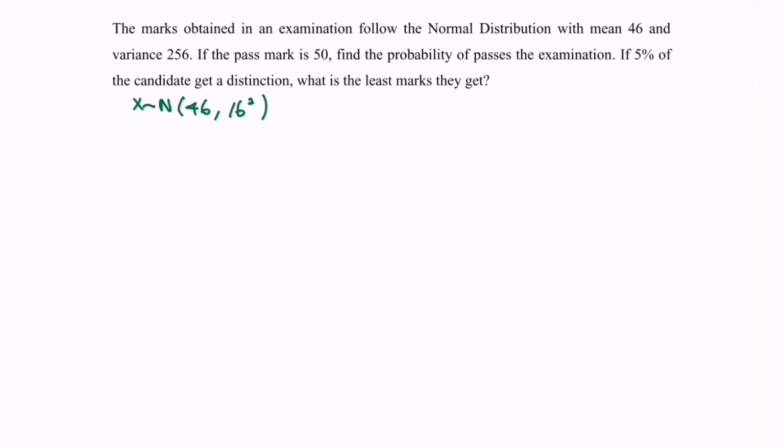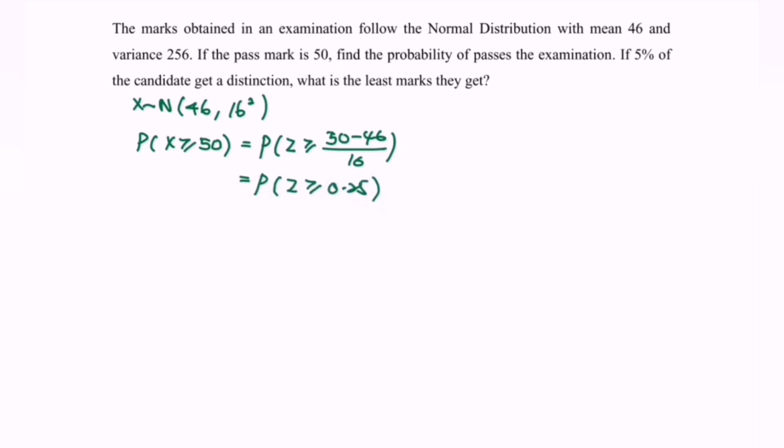So means that the first one, where we have probabilities that x is greater equals to 50. So what we have to do now, the first step would be standardize the situation. So probabilities that z is greater equals to 50 minus 46 over 16. Simplify the situation. So z is greater equals to 0.25. By referring to the table, where we will have the situation, probabilities that x is greater equals to 50 will be equals to 0.4013.